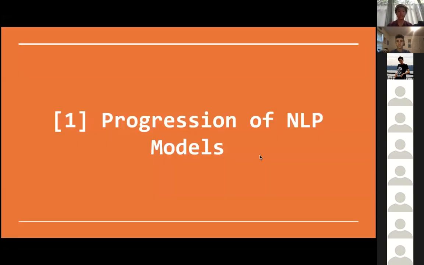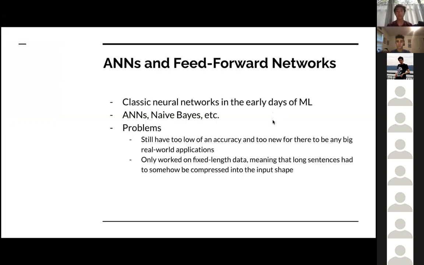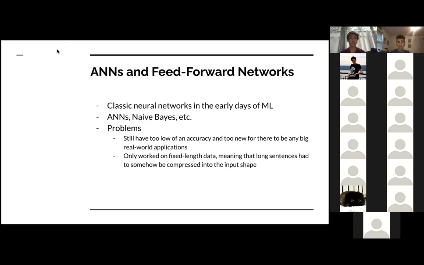Okay, I'm back. So the progression of NLP models. In the early days, before we had models that were language specific, we had artificial neural networks and feed-forward networks. These are classical neural nets that rely on the standard backpropagation and dot products with no recurrent layers or anything. Examples include ANNs and naive Bayes prediction algorithms. And the problem with this is that it's too low of an accuracy to have any real world applications. For example, you couldn't make Siri with ANNs.